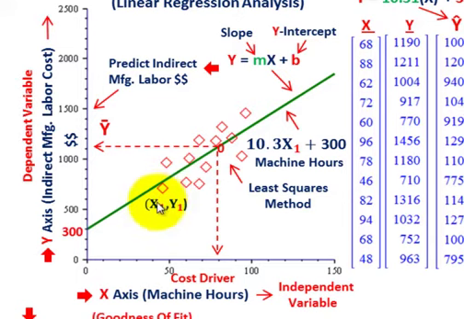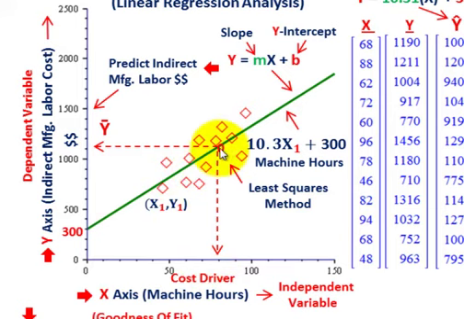The X coordinate for each data point is on our X-axis, and that's represented as machine hours, which we refer to as our cost driver. And that is our independent variable. The Y coordinate is along our Y-axis, and that represents the indirect manufacturing labor cost. That's our dependent variable. So what we're trying to do is predict our indirect manufacturing labor cost, or dollars, based on some linear regression, based on machine hours.